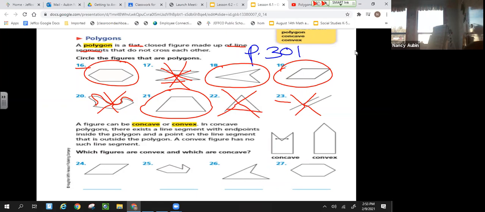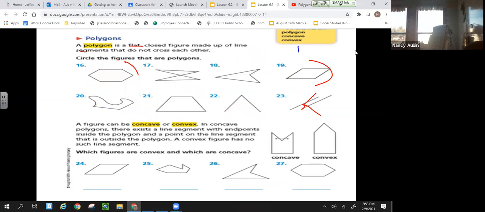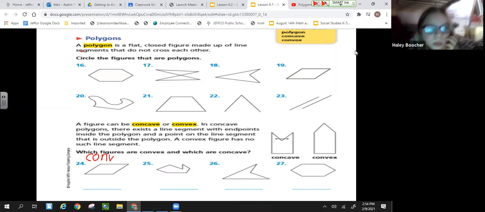All right, now we're going to look at concave and convex. Remember, concave shapes go in, convex go out. If it has a section that pushes in, it's going to be concave. If it's going to push out, it's going to be convex. Let's go ahead and look at number 24. Concave or convex? What do you think, August? Does it go in or push out? Push out. It pushes out, so it's convex.